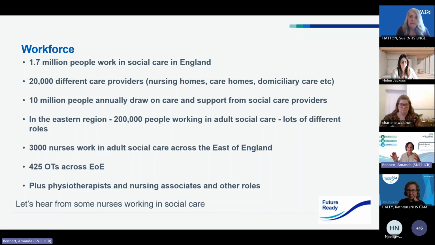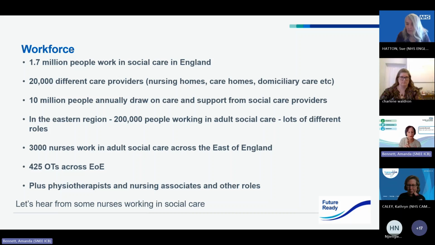So let's just think about the east of England. 200,000 people work in adult social care just in the east of England. And within that, there are lots of different roles. Thinking about nursing roles, so these aren't nursing associates, just nurses, 3,000 nurses work in adult social care in the east of England. So there's a lot of people who are working in social care who have done their nursing qualifications and gone in, or maybe not gone directly, but are working in social care at the moment.